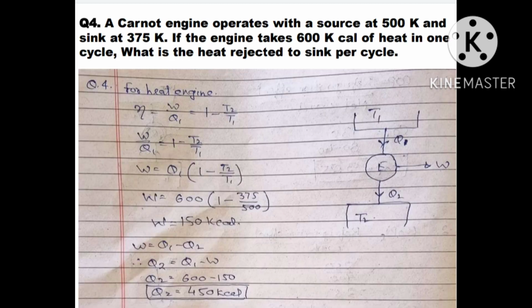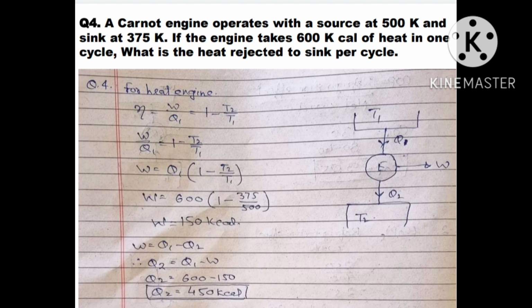Now let's see very important question. Question number 4. A Carnot engine operates with a source at 500 Kelvin and sink at 375 Kelvin. If the heat engine takes 600 kilocalorie of heat in one cycle, what is the heat rejected to sink per cycle? So this question is not of refrigerator, it is of heat engine.